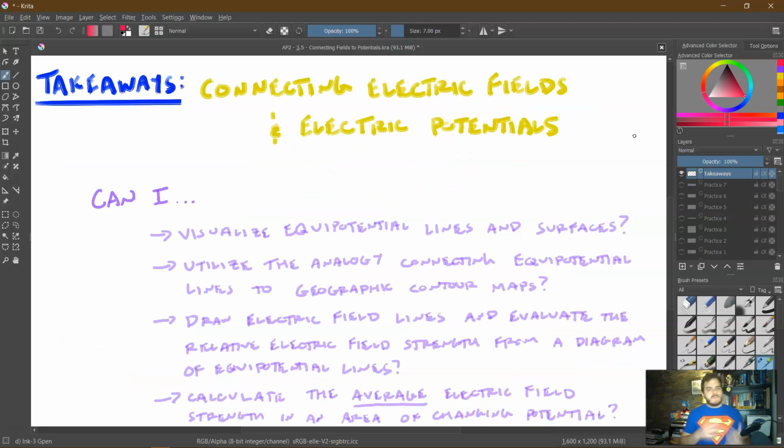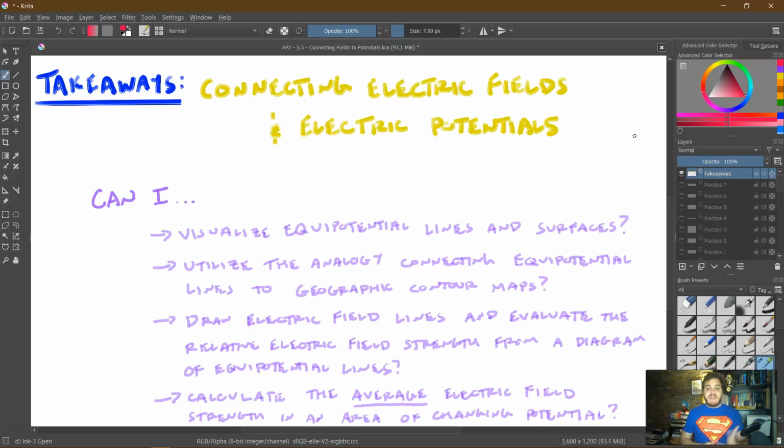So what are our main takeaways for connecting electric fields and electric potentials? Well, first, can we visualize equipotential lines and surfaces? When we see these lines going around charges, they show us the electric potential at every point. We can help visualize this by thinking: a positive charge behaves like a mountain, a negative charge behaves like a valley, and the positive test charge is like a ball rolling between the two. That can help us visualize this.